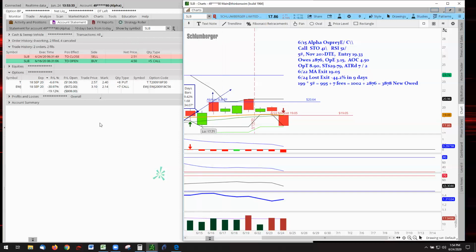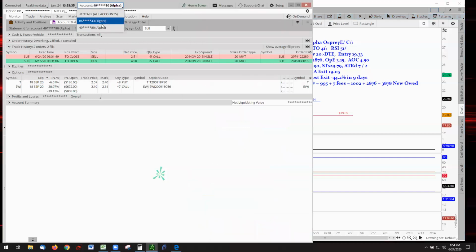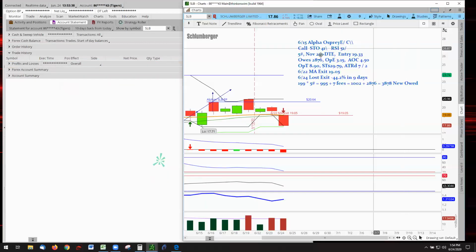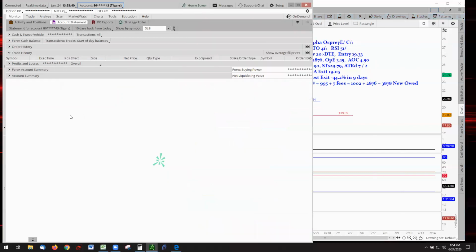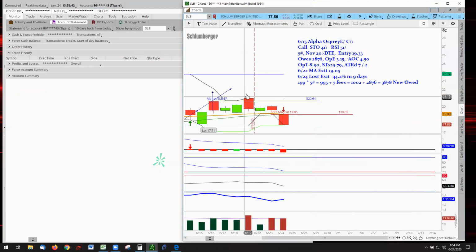The same then in the Tigers are going to get assigned. The other trade is going to be the black moving average line right there. Their three trades will be there. And that's the plan for plan B.